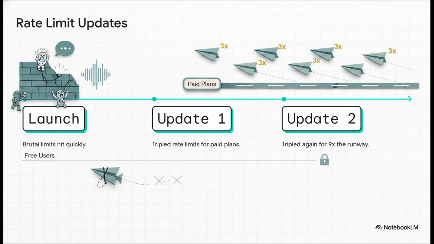Then there's the whole issue with rate limits. Free users are dealing with some very strict caps. At launch, those limits were frankly brutal. People were hitting walls almost immediately. The backlash was loud enough that Google had to push out rapid updates. They tripled the limits for Pro and Ultra paid users, and then shortly after, tripled them again. So today, paid users have 9 times the original runway, but if you're on the free tier, you still have to manage your usage really carefully.